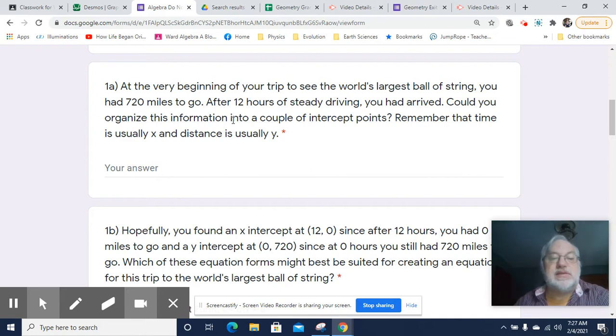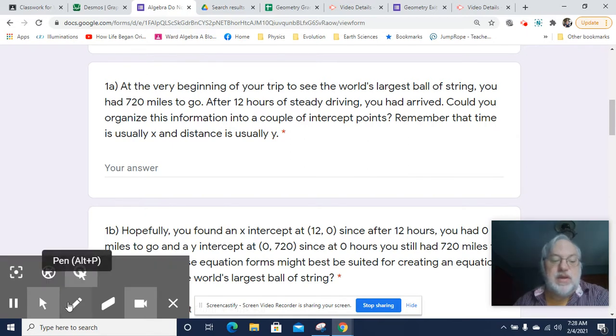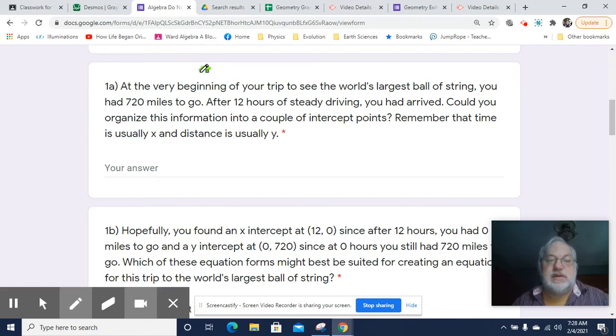Could I organize this information into a couple of intercept points? Now remember that time is usually x and distance is usually y, because time is independent. It doesn't care whether you're driving or not. But distance requires time, so it's dependent. It is an output. How far you have to go is an output of how long you have been driving. So if there's 0 time, at the beginning of your trip, that's 0. Okay, so 0 hours.